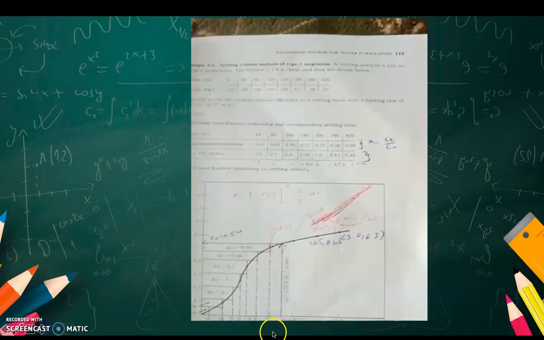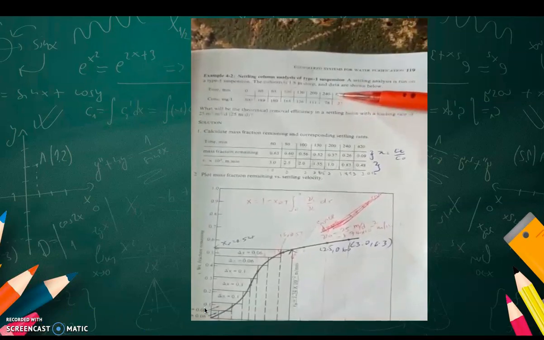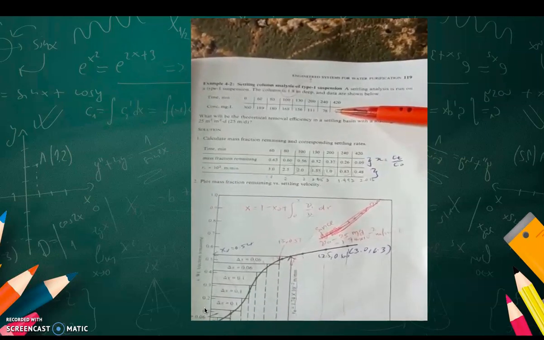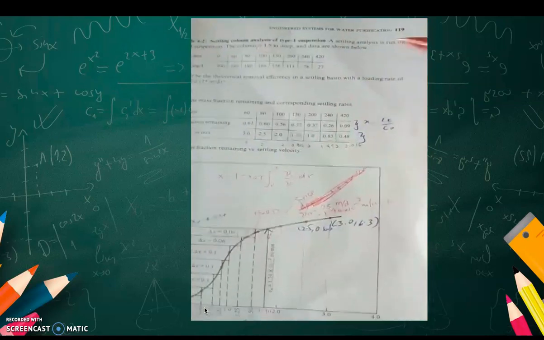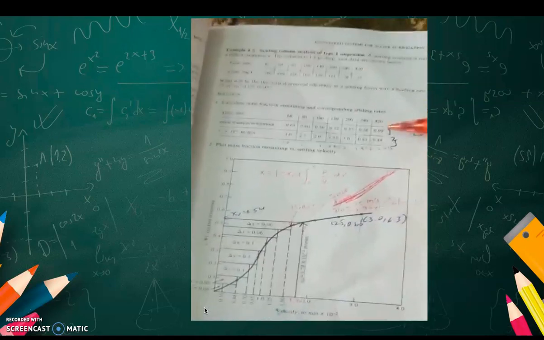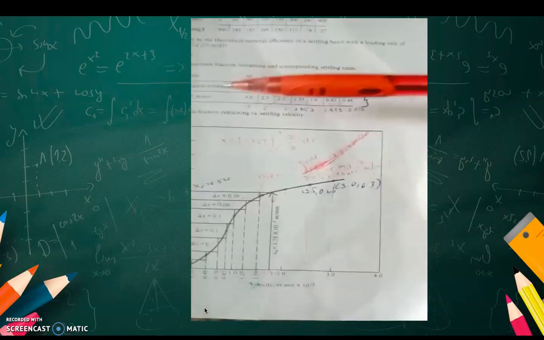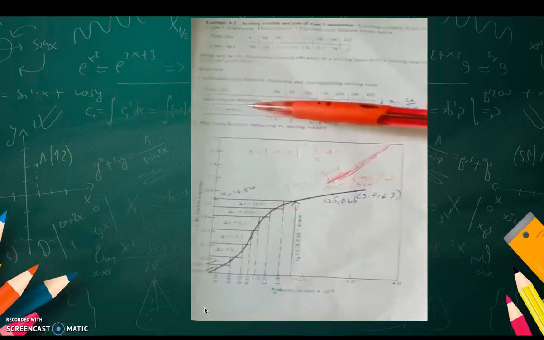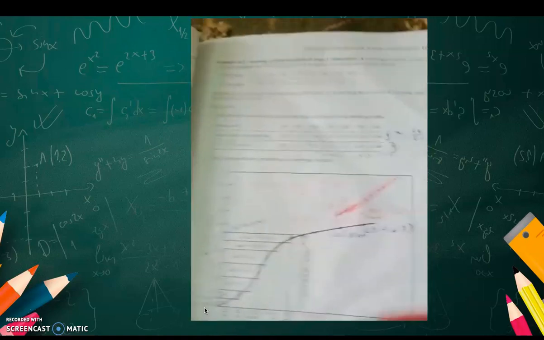In the question, you are given these two data, time and concentration. In order for you to find x, you need to convert this data to this table, because later we want to plot the x mass fraction versus settling velocity, like the one in figure 4.6.